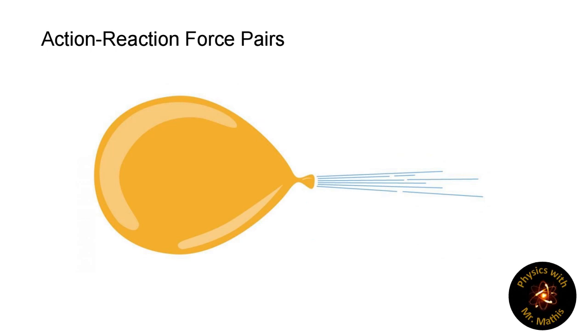If you've ever blown up a balloon and let it go to fly around the room, you've used an action-reaction force pair to make the balloon fly. The action of the air forcing its way out the back of the balloon applies a reaction force to the front of the balloon that makes it fly.